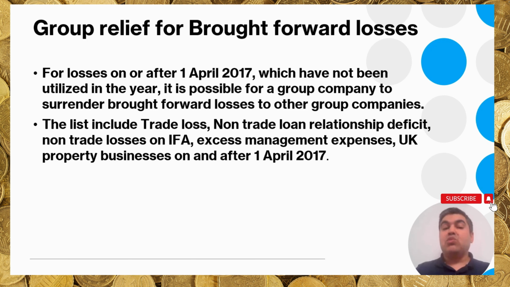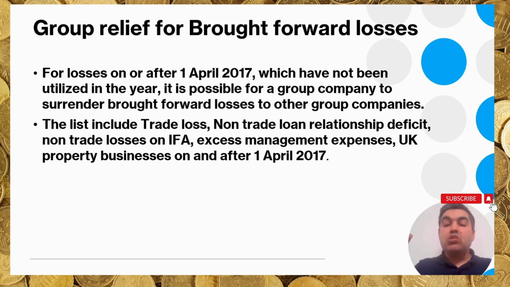The list includes trade loss. If these losses are brought forward and arose on or after 1st of April 2017, they can be transferred for group relief, which is very simple. So the list includes trade loss, as we stated if you have seen the other slides. Remember in-year relief: if one company is profit-making and the other is loss-making during the same accounting period, and they're a 75% group, the loss-making company can transfer the losses to the profit-making company in the same accounting period.